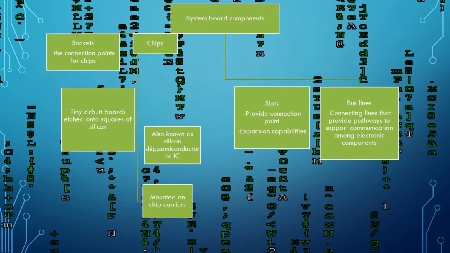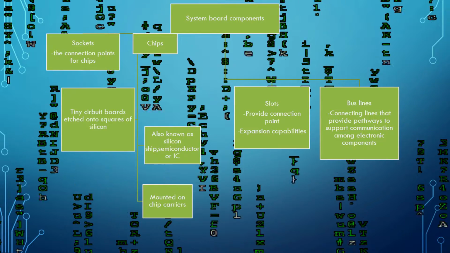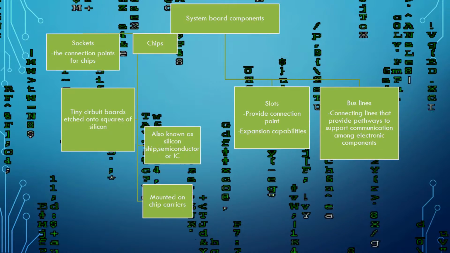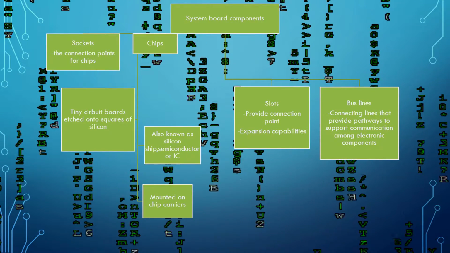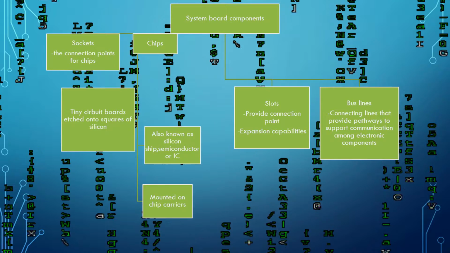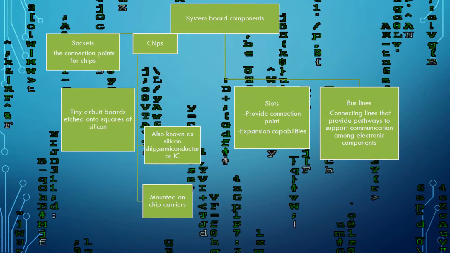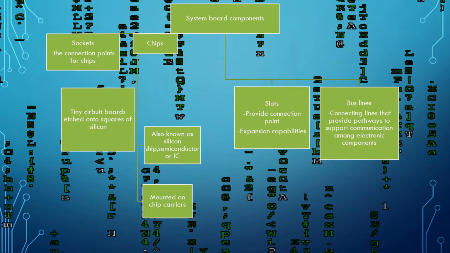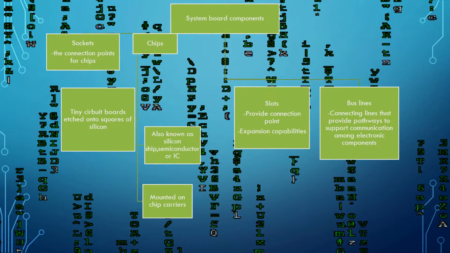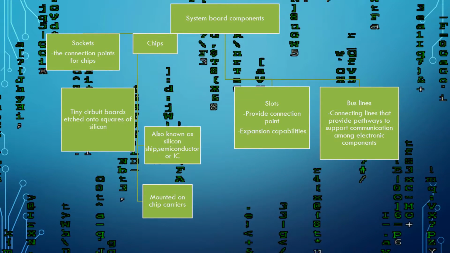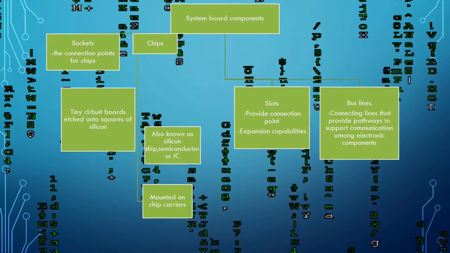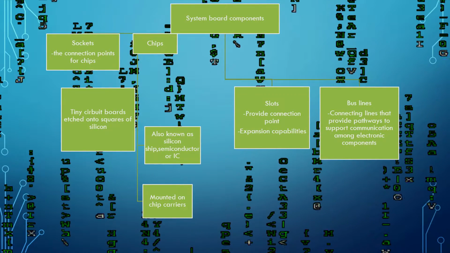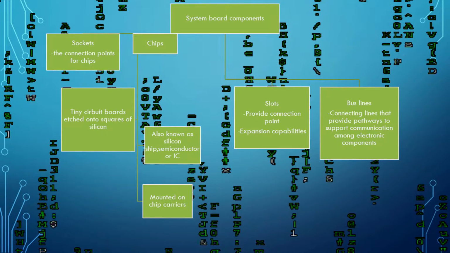Some system board components are the sockets, which are the connection points for chips, which are tiny circuit boards etched onto squares of silicon. They are also known as silicon chips, semiconductors, or integrated circuits. They are mounted on chip carriers. Next are the slots, which provide a connection point and expansion capabilities for a computer. Then there are bus lines. Bus lines are connecting lines that provide pathways to support communication among electrical components.